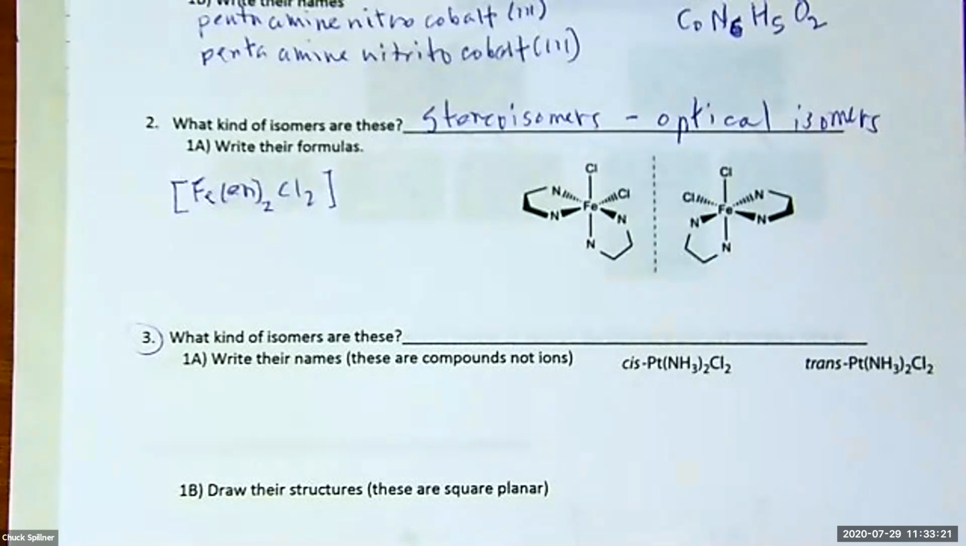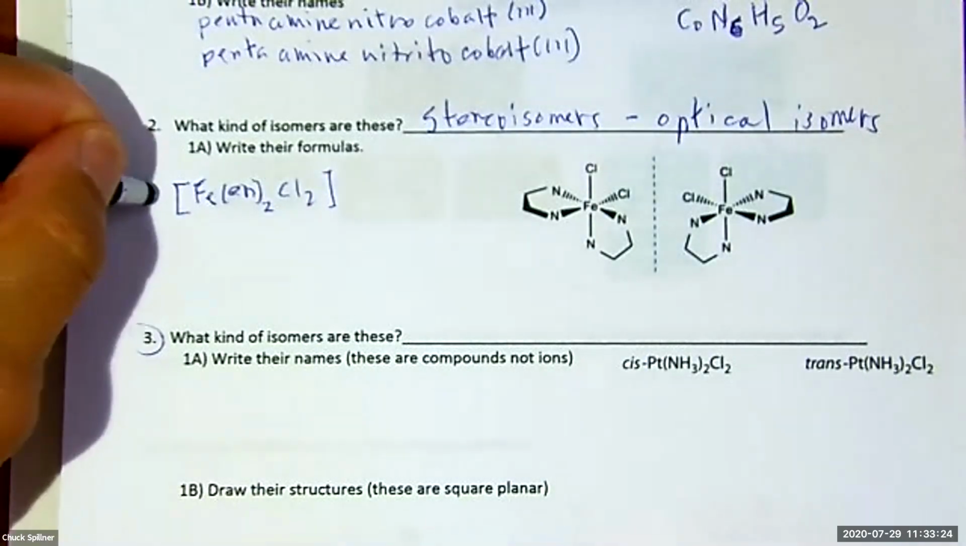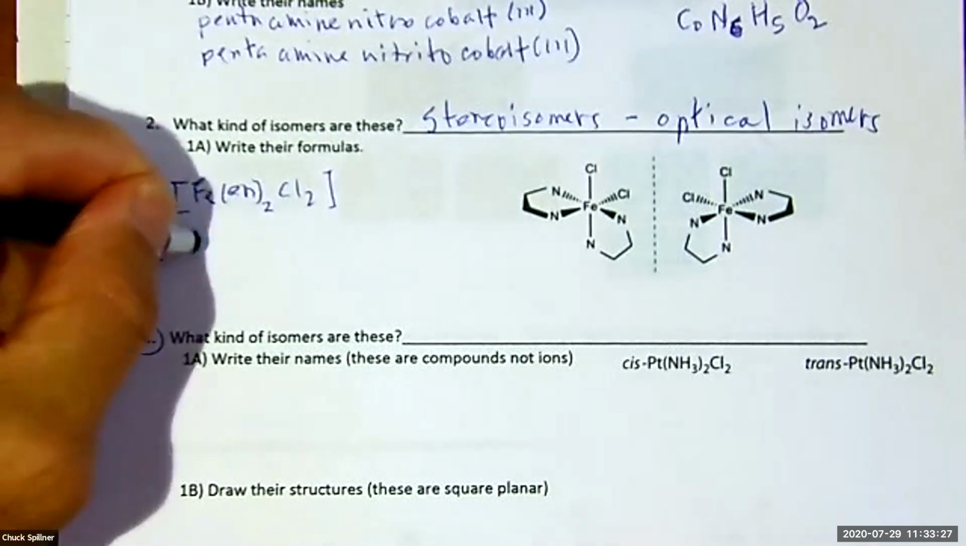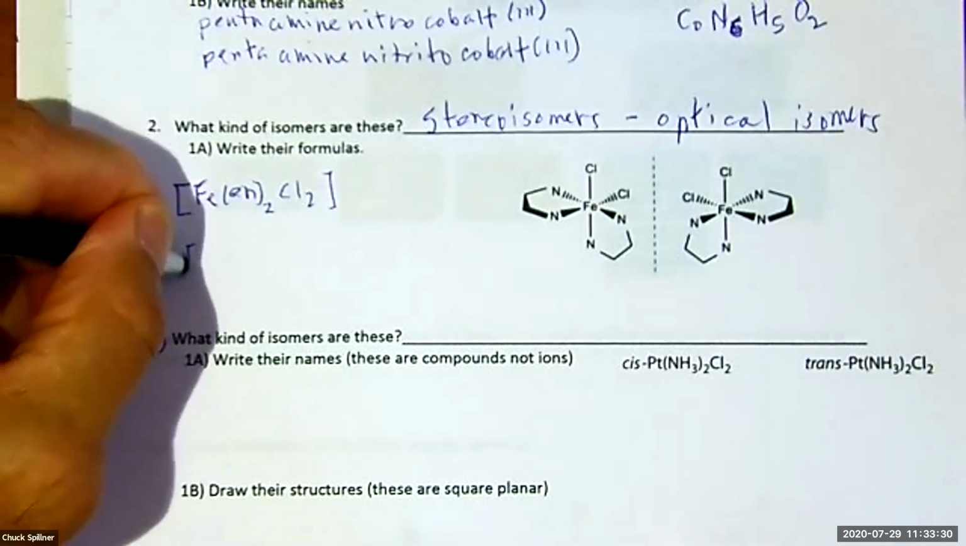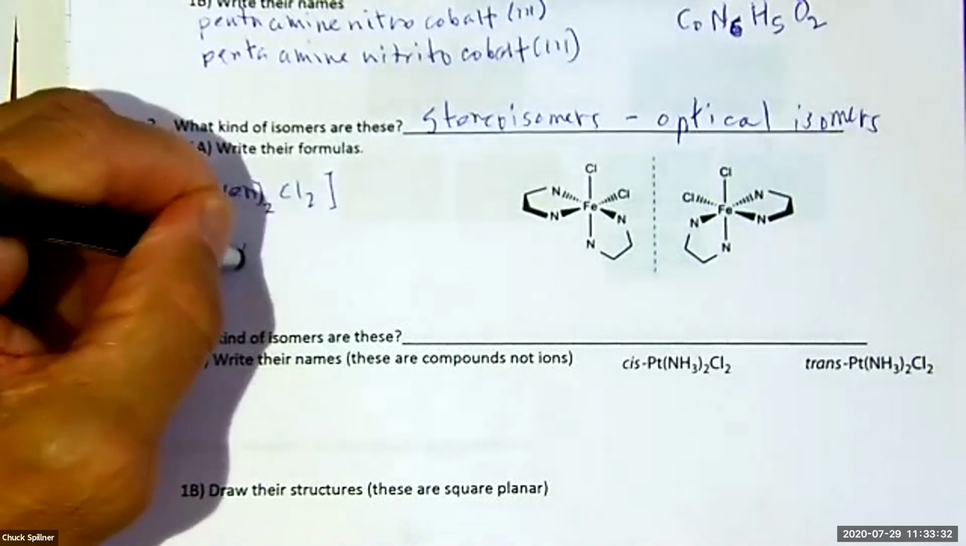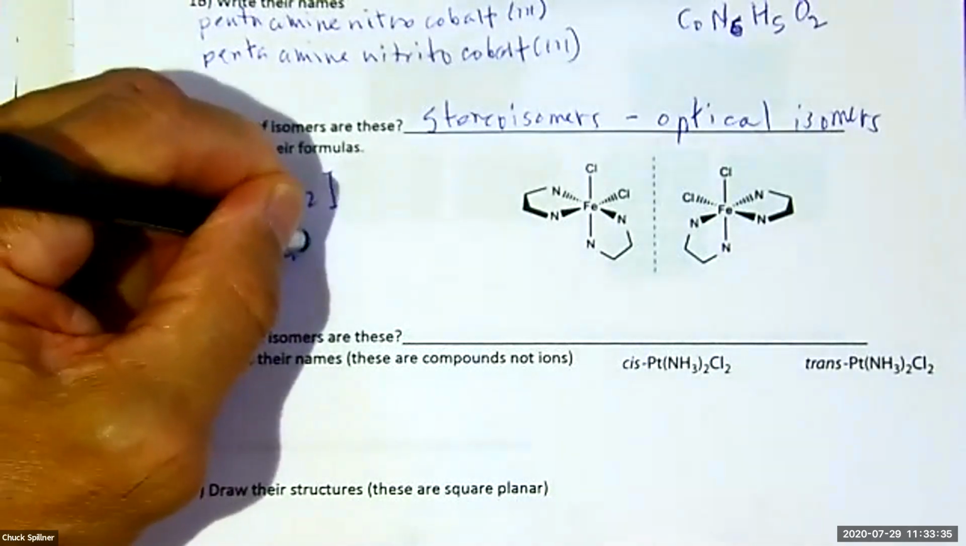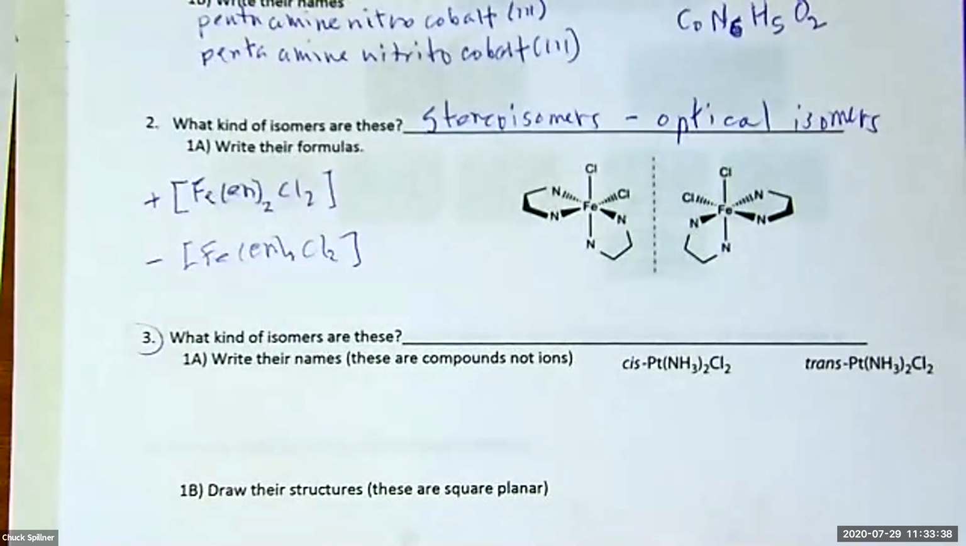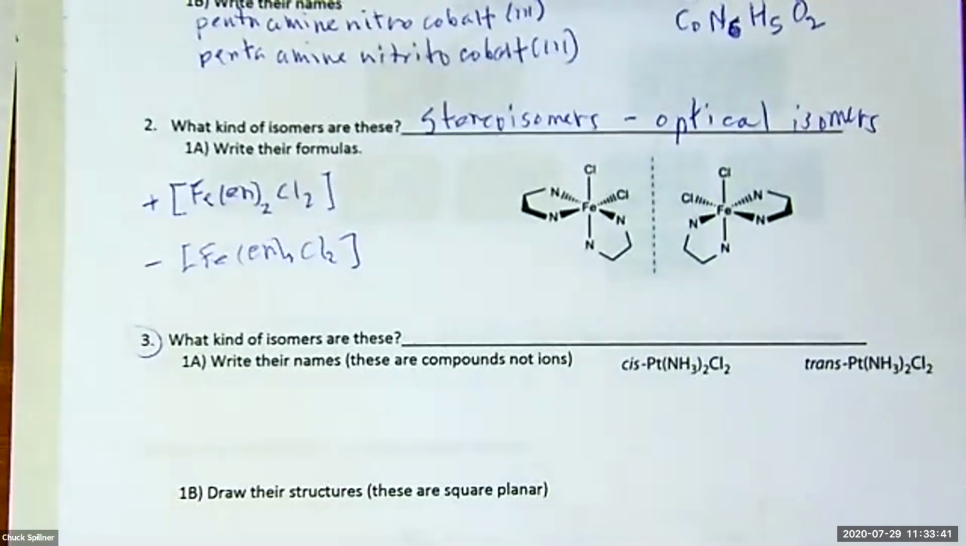So the formula is the same. The way we would designate them is one would be a plus and one would be a minus. That's the easiest way to designate them. And remember, the plus and minus refers to the way it rotates plane polarized light. So I'm going to stop there and let you do the next. So there's the two other isomers, two others out of the 5 that we talked about earlier. And so you figure those out and then turn this sheet in. So that's all for now.